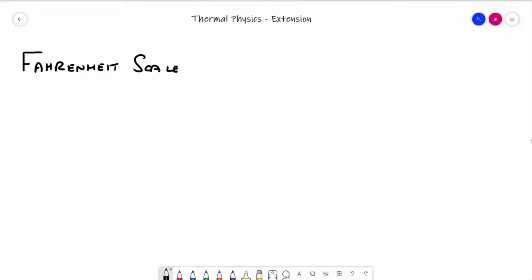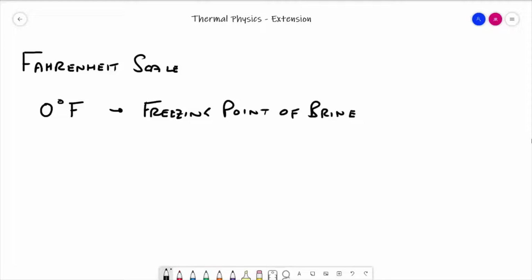So on the Fahrenheit scale, here are the 2 points. Firstly, the point 0 degrees Fahrenheit was defined as the freezing point of a mixture of water and salt, so sometimes known as brine. So freezing point of brine. Okay, so brine is just a salt solution. And then Fahrenheit chose 96 degrees Fahrenheit as human body temperature.